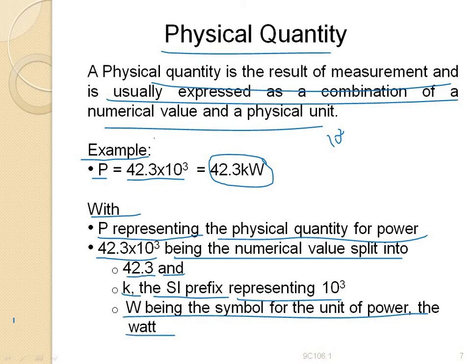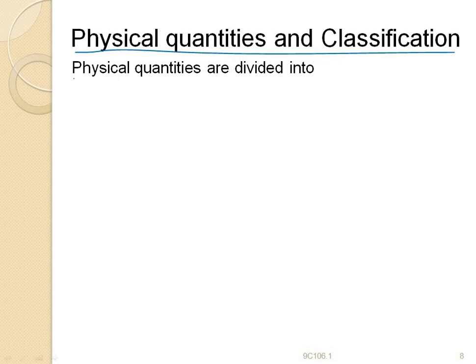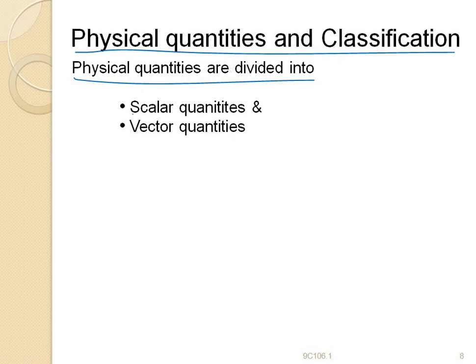So this is a physical quantity example. Next, let us see the physical quantities and their classifications. Physical quantities are divided into scalar quantities and vector quantities. This is another important topic in engineering mechanics. Scalar quantities and vector quantities are divided from the physical quantities. Let us see what scalar quantities are.